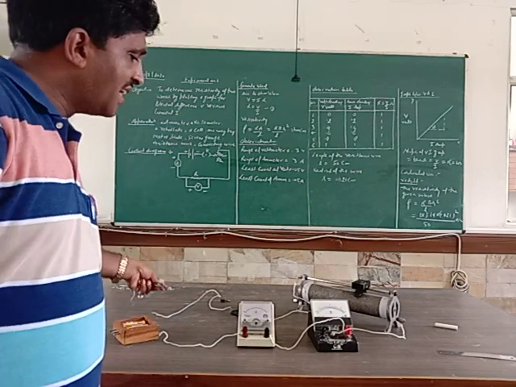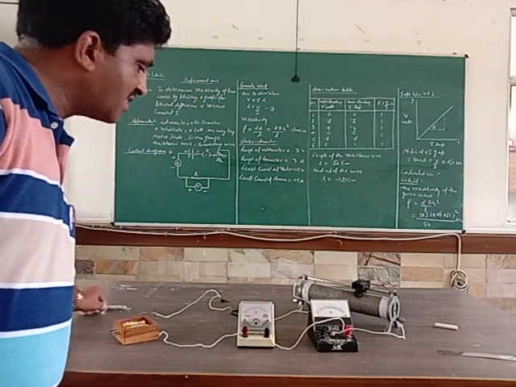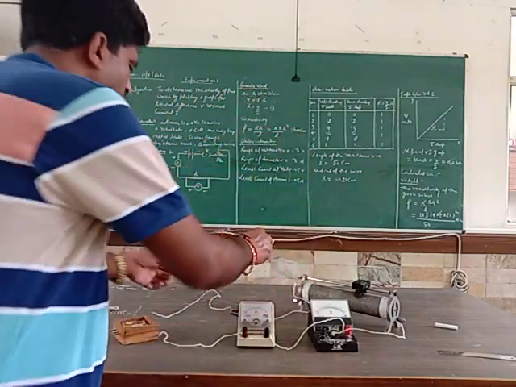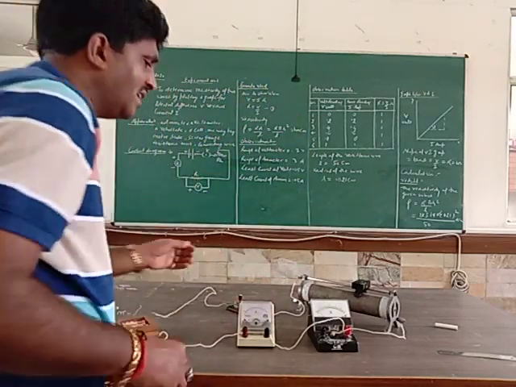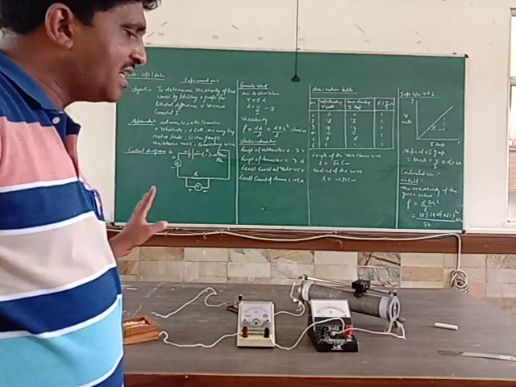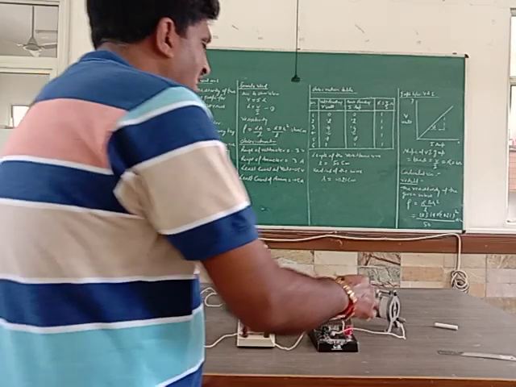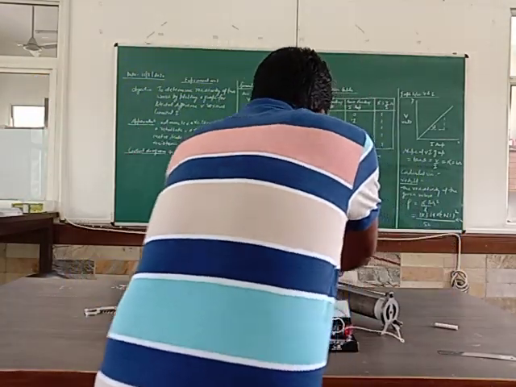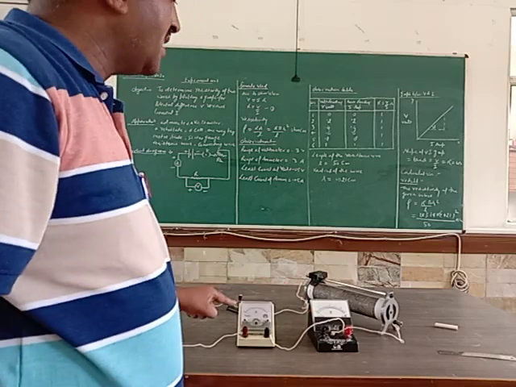Okay, now we will take the readings of voltage versus current. We connect the circuit diagram and connect the key. When the key is closed, the circuit is closed. And we will take the readings of voltage versus current. When the voltage is 0, the current is also 0.